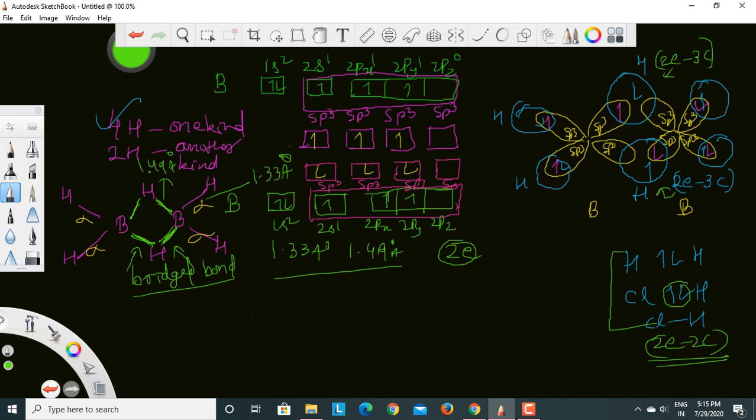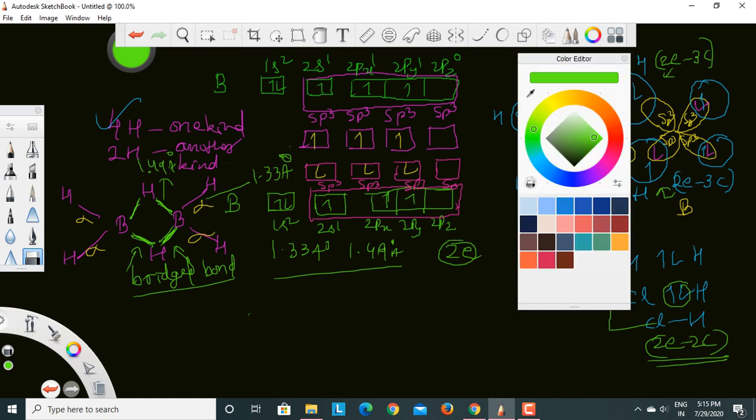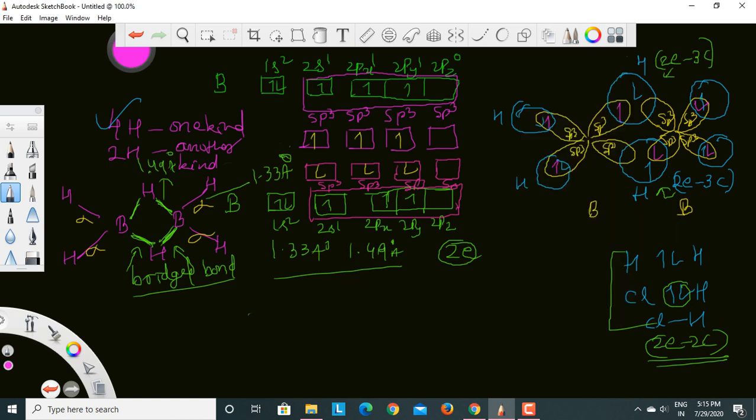Suppose we take this boron, in the same color. Suppose this boron is here, this boron is here. Here we got hydrogen, here we got hydrogen, and again we get this hydrogen and side hydrogen. These are called terminal hydrogen. These two are called bridged hydrogen, and these four are called terminal hydrogen.